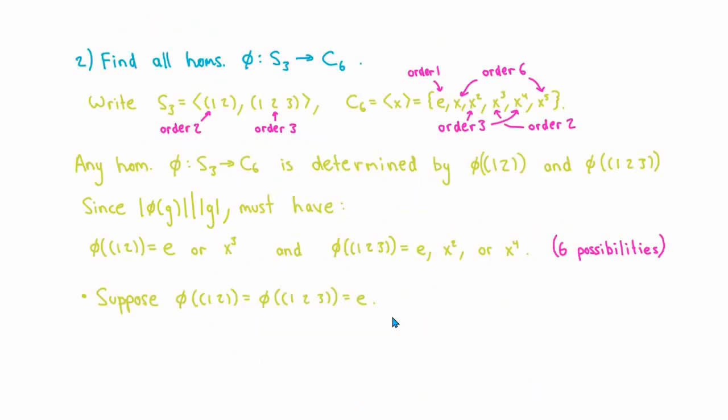Now, going through the remaining possibilities, the easy one is whether or not phi of (1 2) and phi of (1 2 3) could both be the identity element. And the answer, of course, is that they could, because the trivial homomorphism from S3 to C6 has this property. So, as we already knew, there's always at least one homomorphism from S3 to C6, and it's the homomorphism determined by the rules that phi of (1 2) and phi of (1 2 3) are both equal to the identity element.